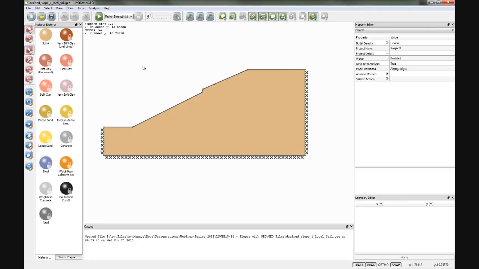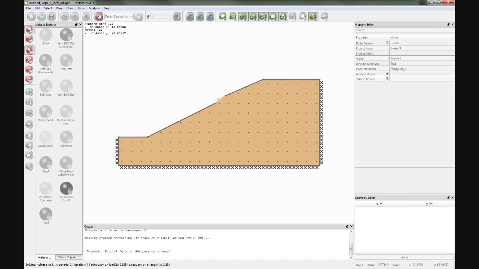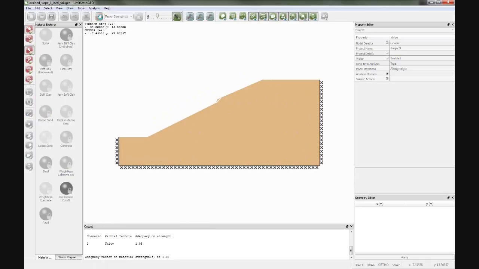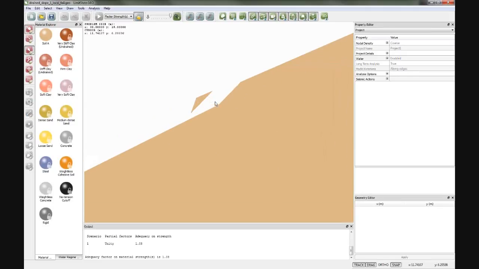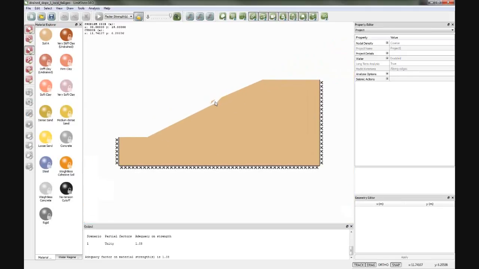But the software will always seek out the critical failure mechanism. So if I click Solve here, basically this slope is exactly the same as the one we've seen before, but just with this little step. So if I click solve, what it will do is say, well, that very steep bit will fail. That's a critical failure mechanism. We get a tiny little failure just here. Now, of course, you may not want that because you might say, well, that's not really what I'm interested in. I'm interested in a bigger failure.